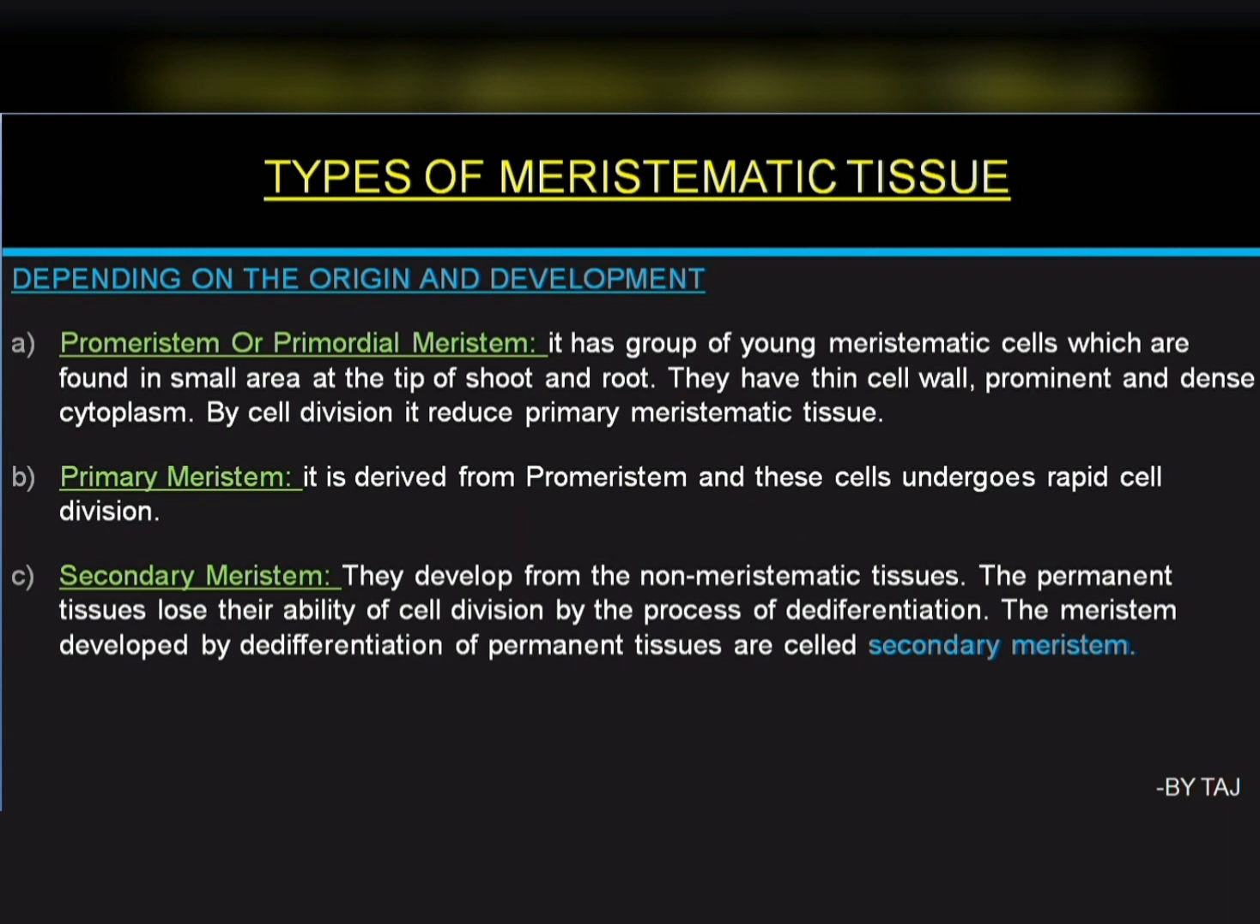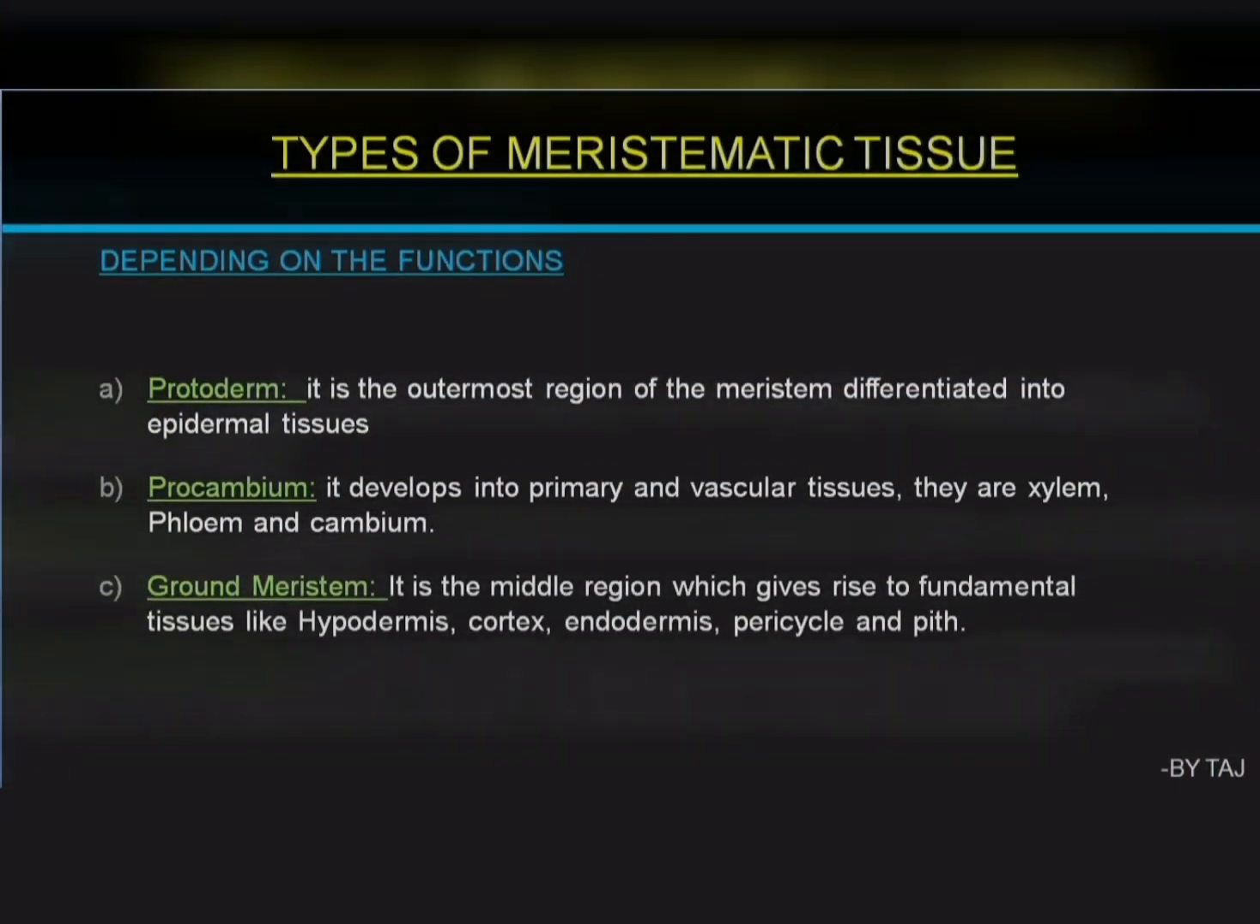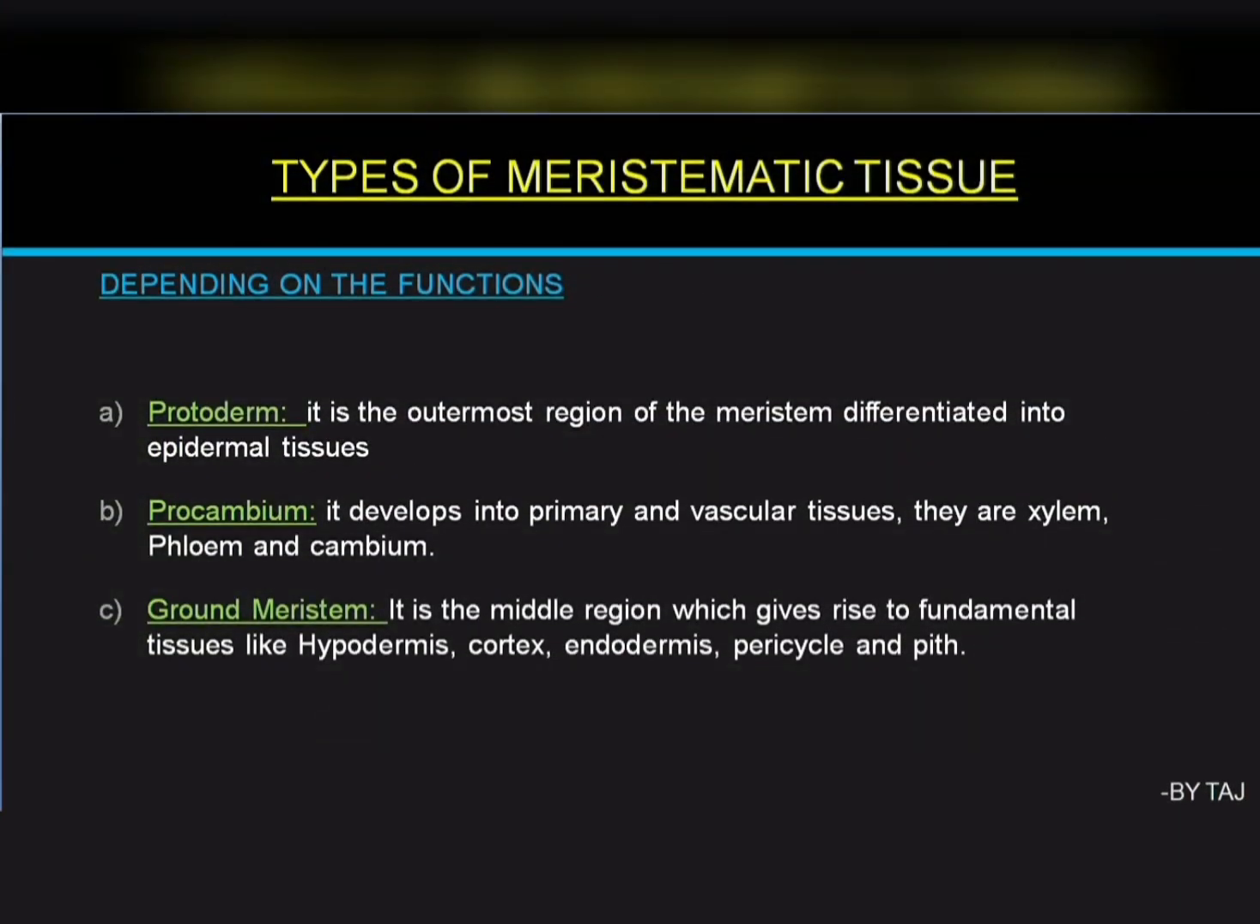They lose the ability of cell division by the process called dedifferentiation. The meristems developed by differentiation of permanent tissue are called secondary meristem. Coming to another type of meristematic tissue, depending on the function, how they perform, these meristematic tissues are again classified into three main types. First is protoderm, second procambium, third ground meristem.